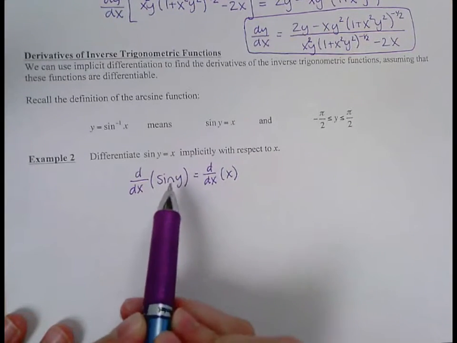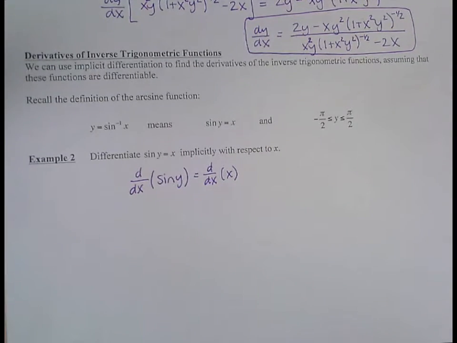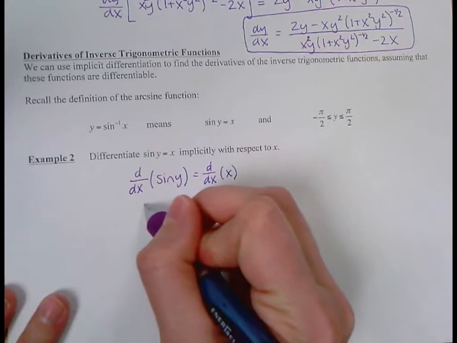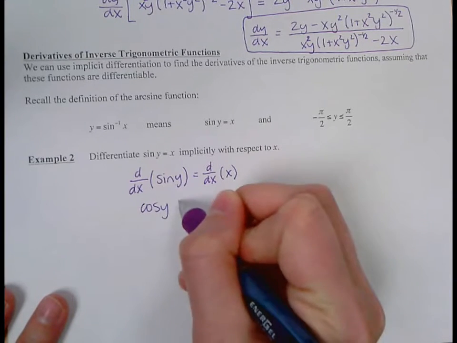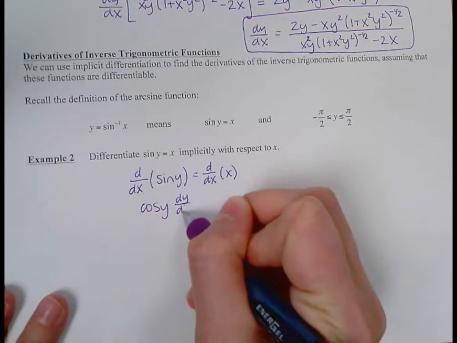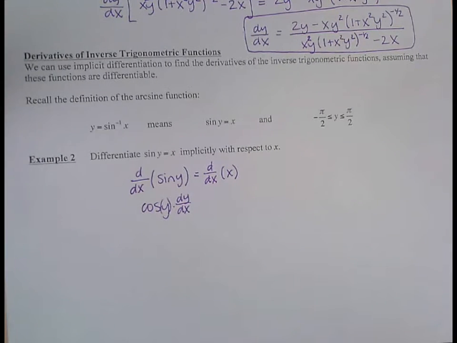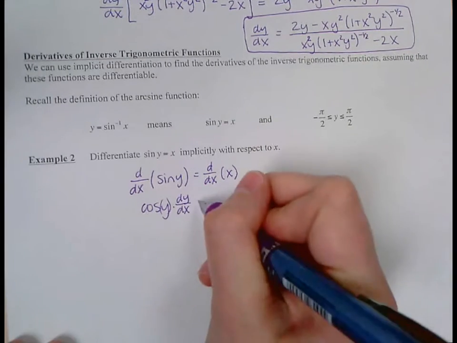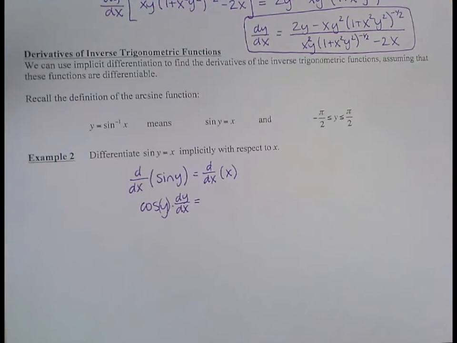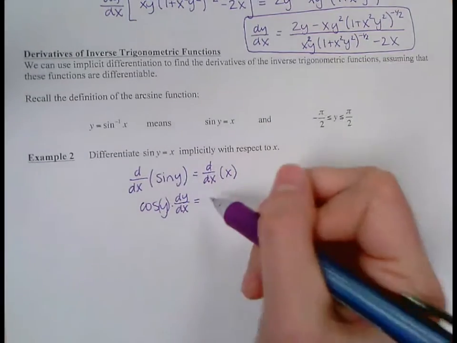And then for sine of y, what would that derivative be with respect to x? Yeah, so cosine of y times dy dx, or times y prime, equals, and then the derivative of x is 1.